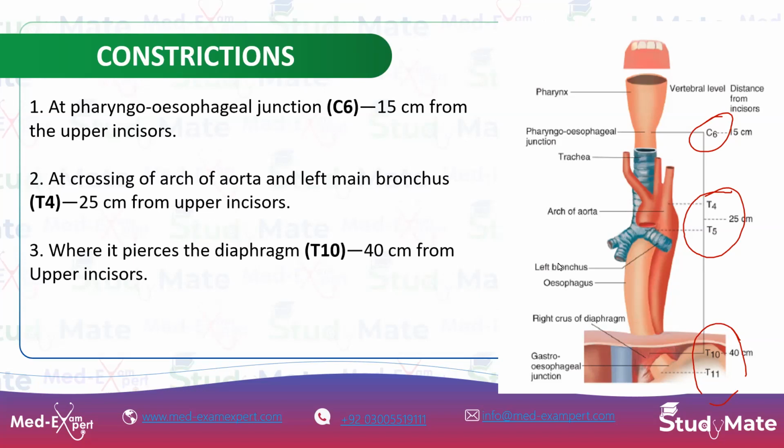So basically, the esophagus is a collapsed structure. So whenever we introduce the rigid esophagoscope, we have to monitor the distance from the upper incisors. So the esophagus approximately starts at 15 centimeter from the upper incisors.